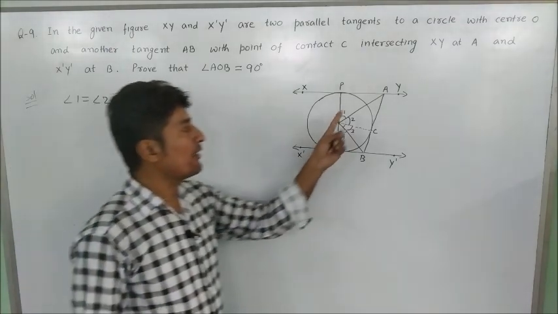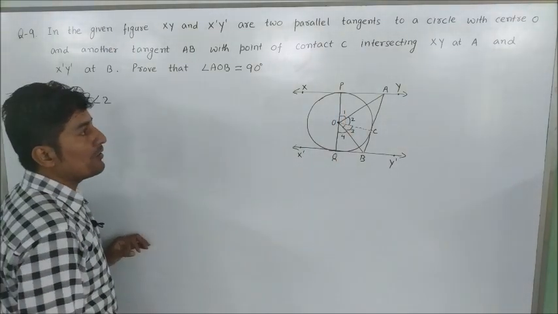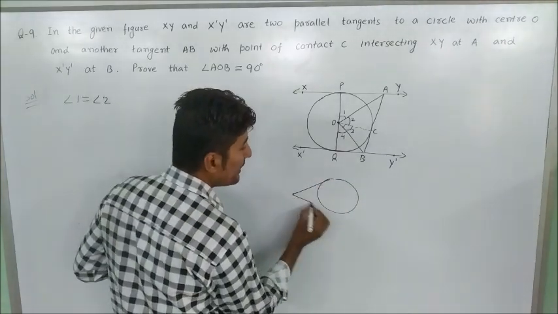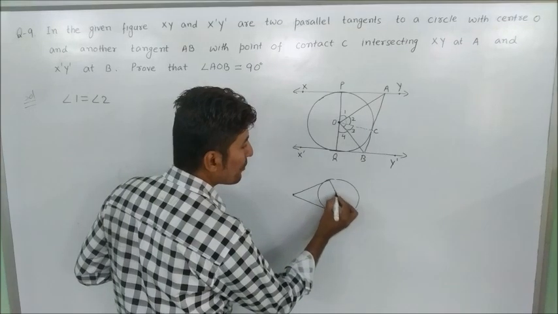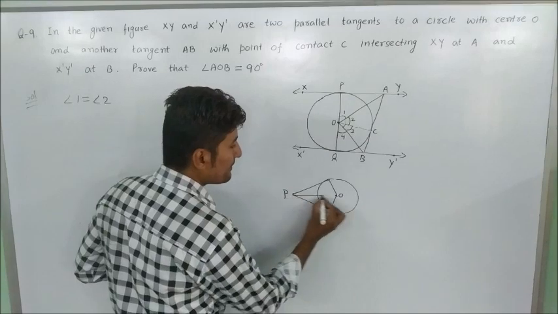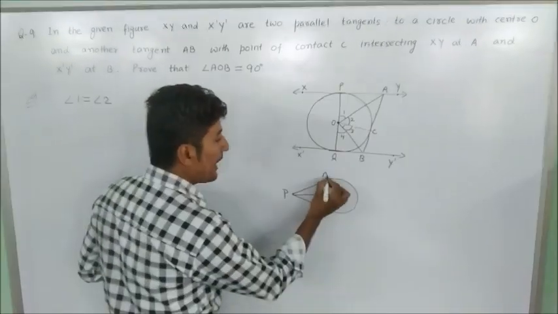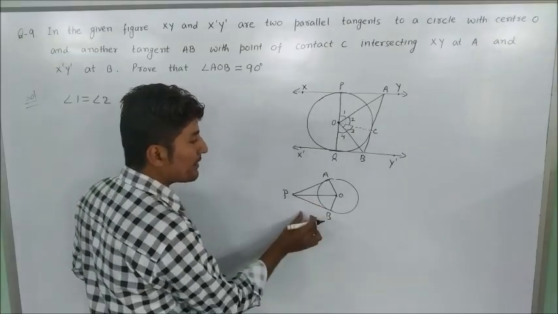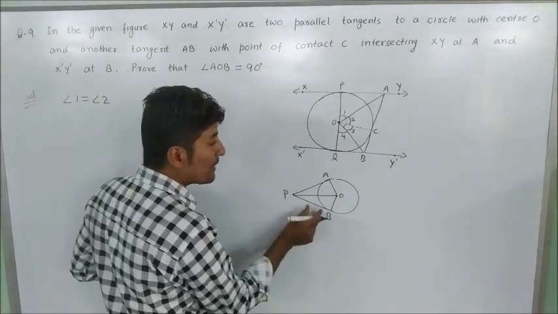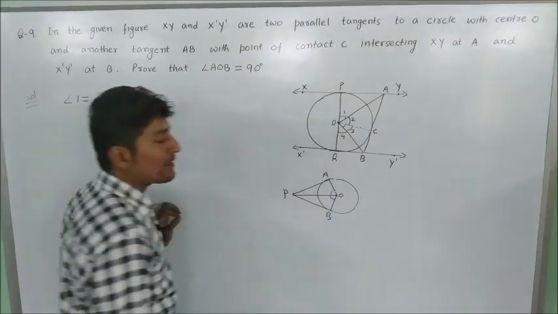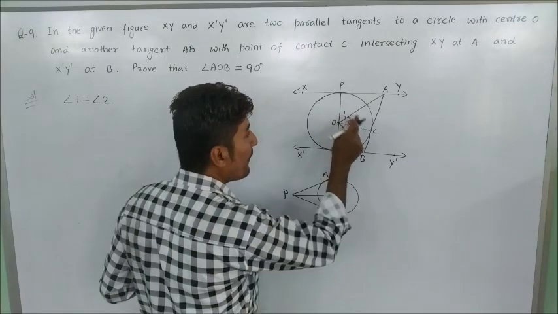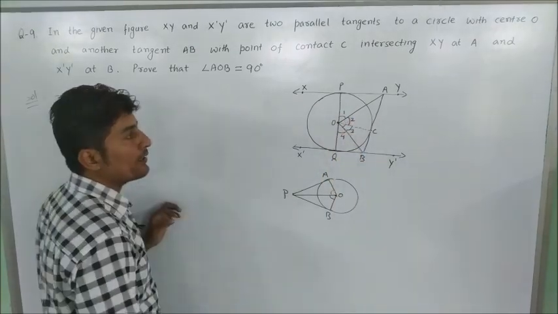Why the measurement of angle 1 and 2 both will be equal? As we know, the tangents drawn from the same external points subtend equal angles at the center. So suppose we are having a point P outside the circle and PA, PB both are the tangents drawn from the same external point P. Then these two tangents subtend equal angles at the center. This term I have already explained. Hence, the measurement of angle 1 and 2 both will be equal.